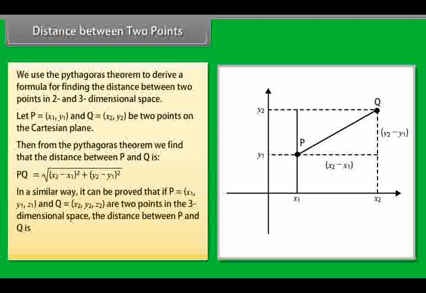In a similar way, it can be proved that if P equal to (x1, y1, z1) and Q equal to (x2, y2, z2) are 2 points in the 3-dimensional space, the distance between P and Q is PQ.